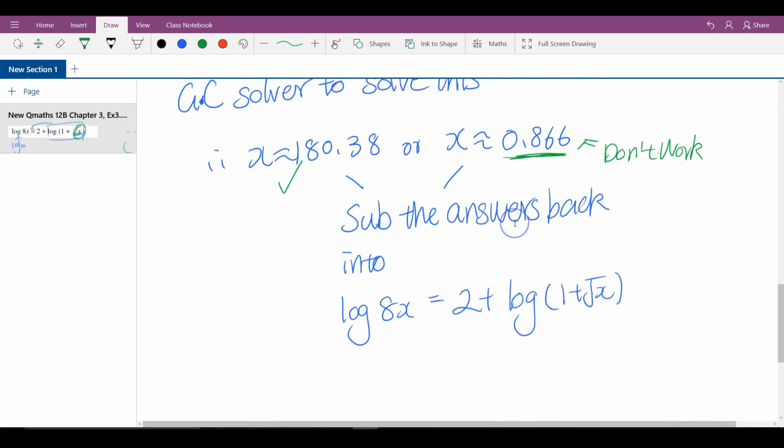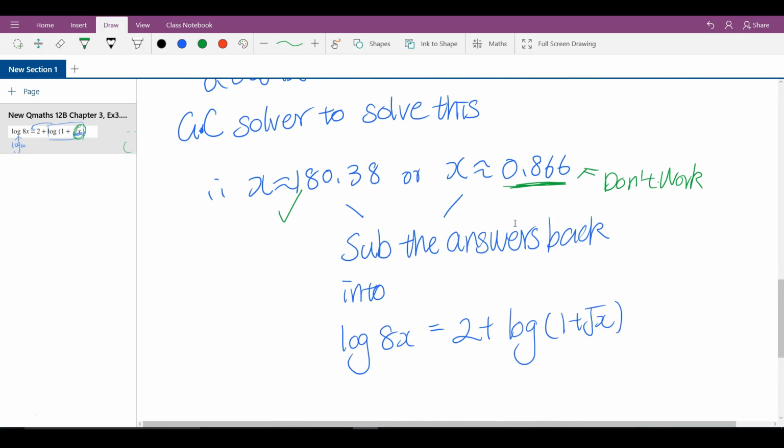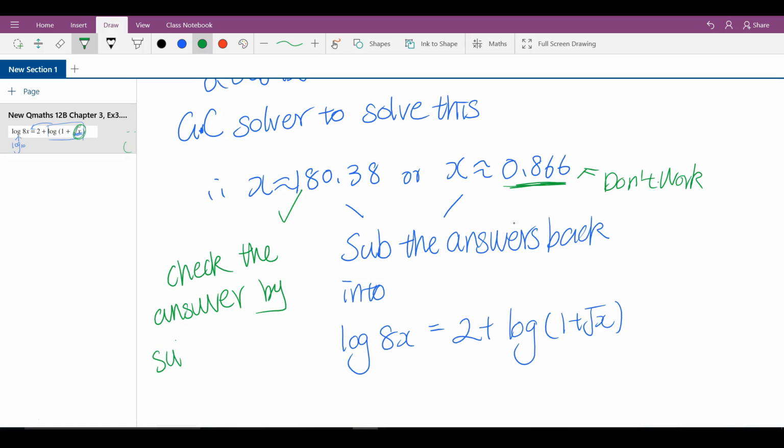And at the end, once you've got your answers, do not forget, this is not a solving quadratic problem. This is a logarithmic question, so you have to solve for the x. Not every time do both answers work. So make sure you check the answer by subbing it back in to the function. Make sure you do that.